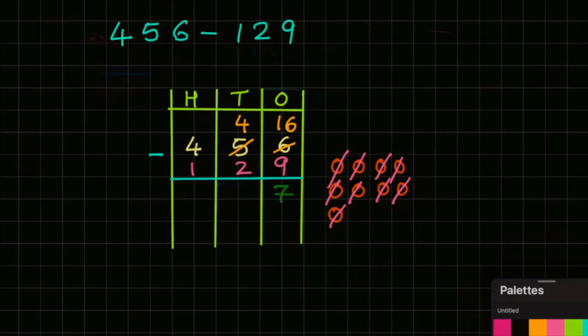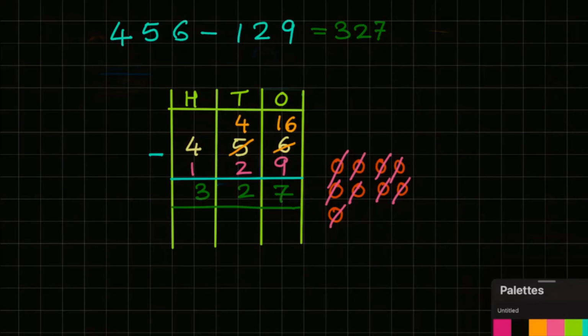The tens subtraction will be 4 take away 2. So 4 take away 2 is 2. And we haven't touched or done anything else in the hundreds column, so it is untouched. So 4 take away 1 will be 3. So the answer is 327. So that's how you do it.